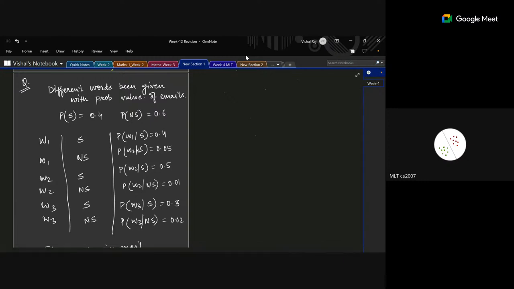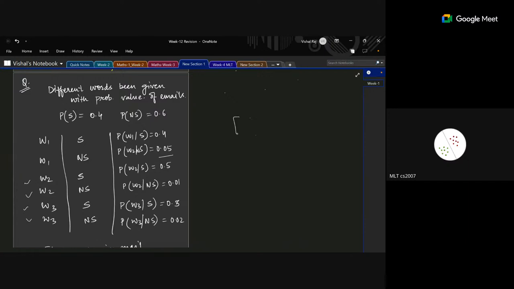So all the probability values are given here. You have three words, and we check whether a word appears in the mail. For example, you have some different number of mails, and out of that the probability of getting a spam mail is 0.4 and the probability of getting a non-spam mail is 0.6. Now, for word one, the probability that W1 appears in a spam mail is 0.4. Similarly, what is the probability that W1 appears in a non-spam mail? 0.05. Similarly for W2 and W3.